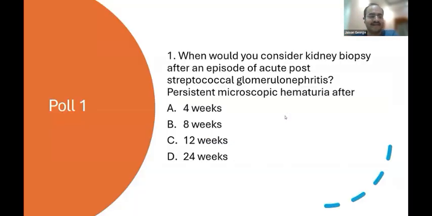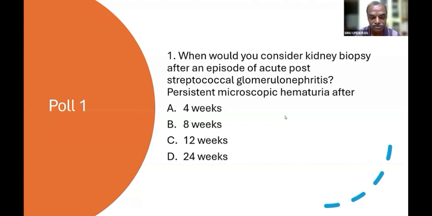Now, before we go on further, let's come to a poll. I invite Binu sir to take on the poll question. This question is commonly asked in our exams, and it has to be rephrased a little bit. After an episode of acute glomerulonephritis, that is, post-streptococcal glomerulonephritis, if the hematuria persists beyond a particular time, you would consider kidney biopsy. In which of these conditions could you consider kidney biopsy? Up to 4 weeks, 8 weeks, 12 weeks, or 24 weeks.